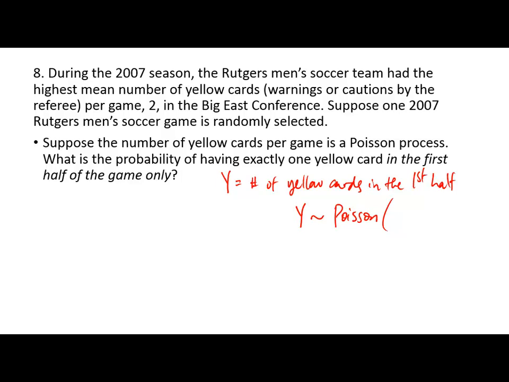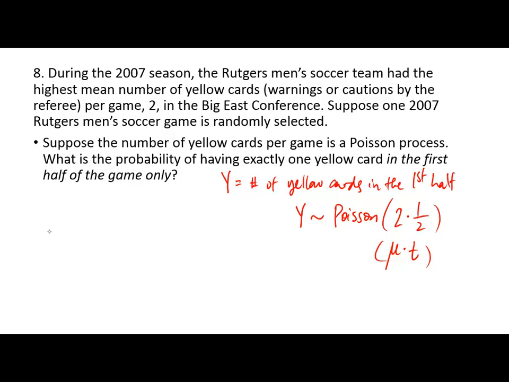The average number of occurrences per full game was 2. But now I'm only considering half of the game, so the amount of time t that I have there is a half. So this is the mu times t type of situation. Mu is still 2, but I'm only looking at half of a game instead of one game. So it's Poisson with parameter 1.